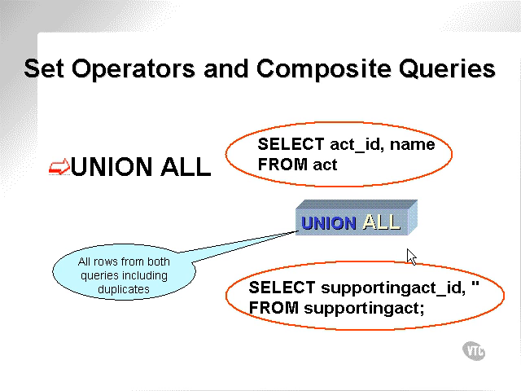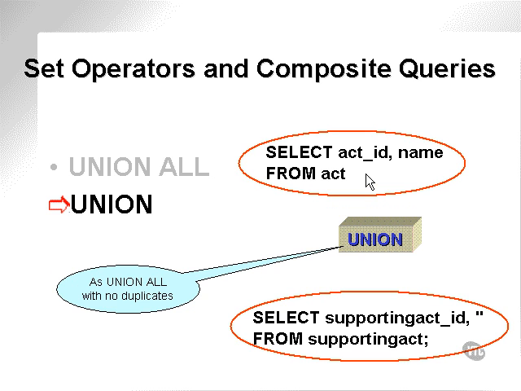Union all will take a combination of 2 queries and include all the rows, including any duplications. In other words, duplications between both tables that have exactly the same values. Both will appear. Union simply removes those duplicates.